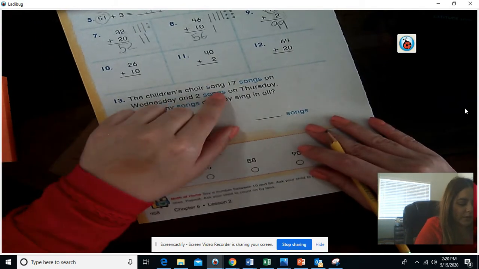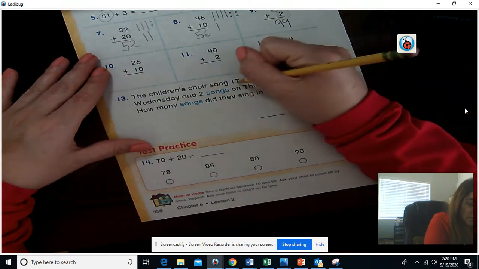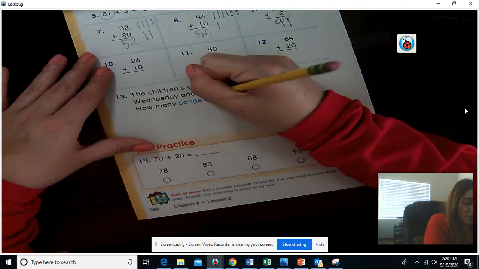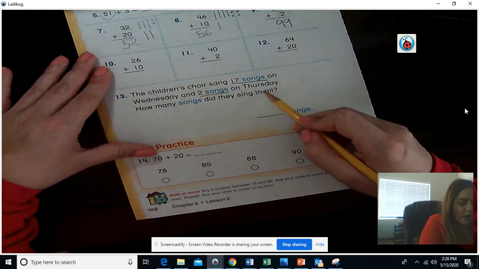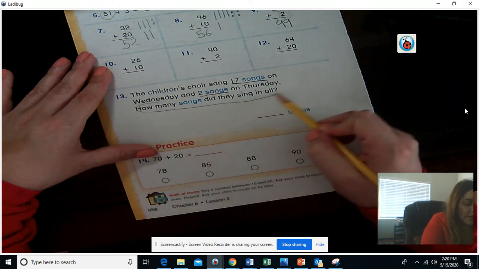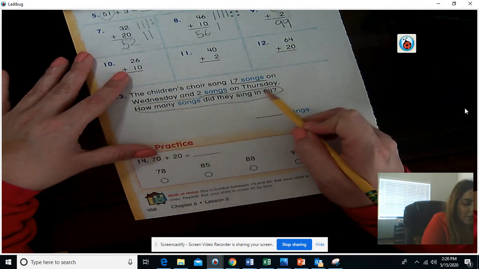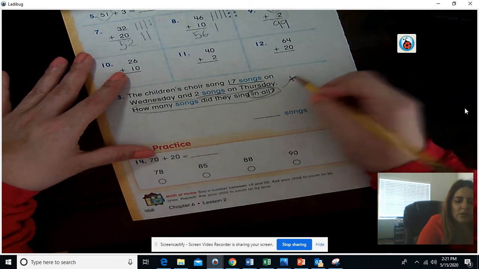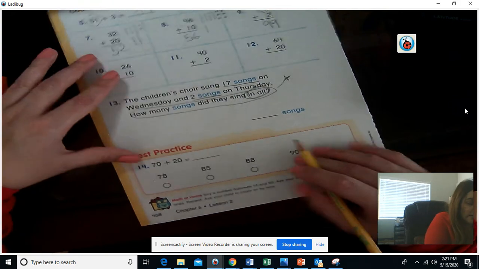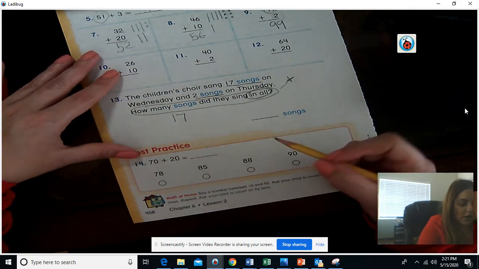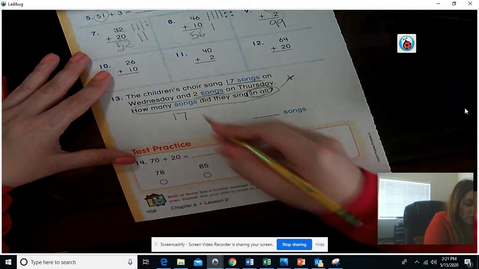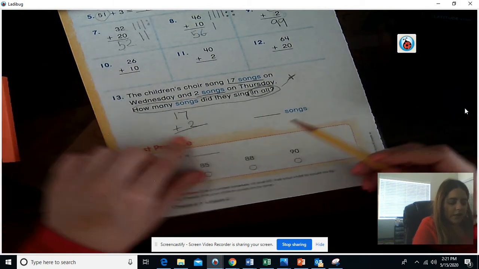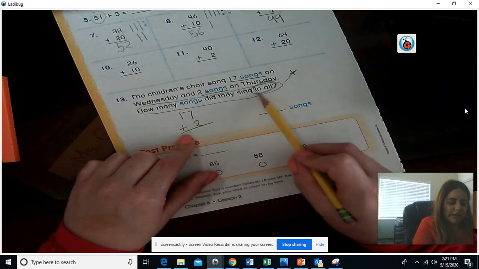The children's choir sang 17 songs. So we know that they sang 17 songs on Wednesday and 2 songs on Thursday. How many songs did they sing in all? What's our key word? In all tells us that we're going to add. And we know that we're going to add because it says in all.